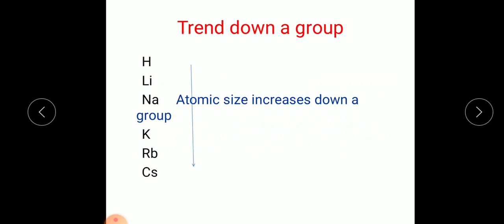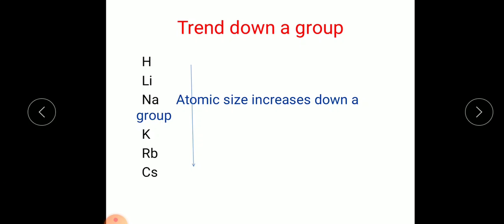Say for example, we have taken group 1 elements, which are known as alkali metals: hydrogen, lithium, sodium, potassium, rubidium and cesium. When you move down the group, the atomic size increases. Hydrogen will have a smaller size, lithium somewhat bigger, sodium bigger, and the last one will have the biggest. And why does this happen? Due to the increase in the number of cells.